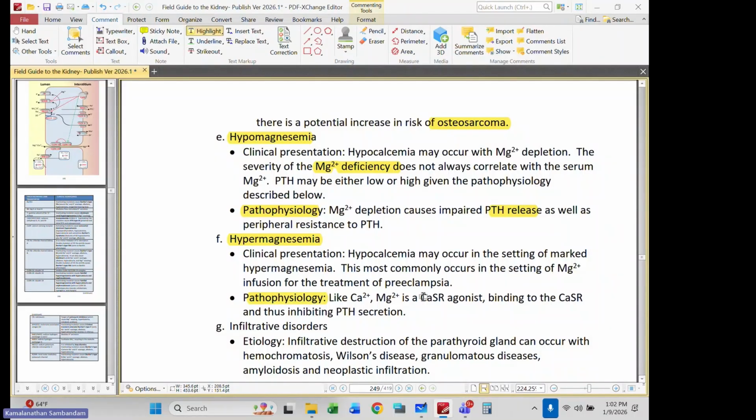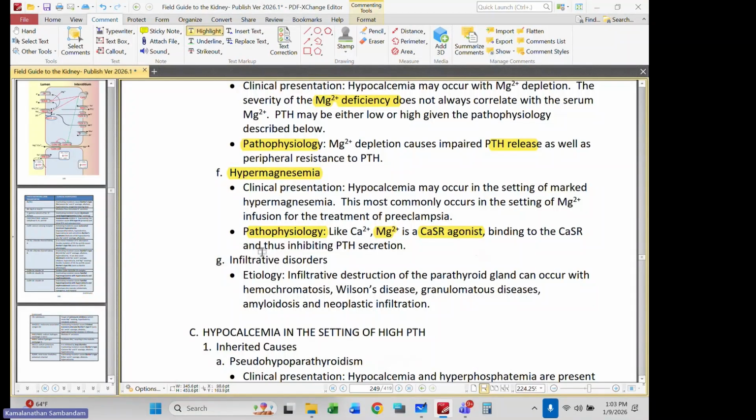Hypermagnesemia is a scenario in which when magnesium is very high, just like the other divalent cation calcium, you can activate the calcium sensing receptor, right? Magnesium is a divalent cation, calcium is a divalent cation. So if magnesium is very high, you can basically activate the calcium sensing receptor, PTH levels drop, and then calcium gets low. So this would be a scenario that you might see in the patient receiving a magnesium drip for preeclampsia. They can get hypocalcemic. All right.